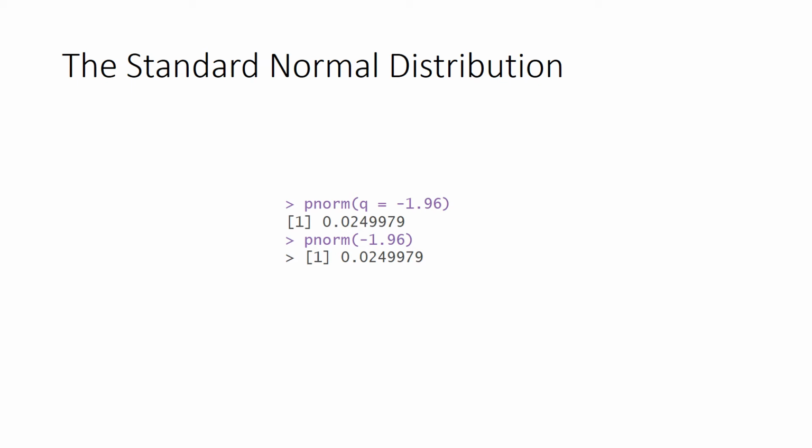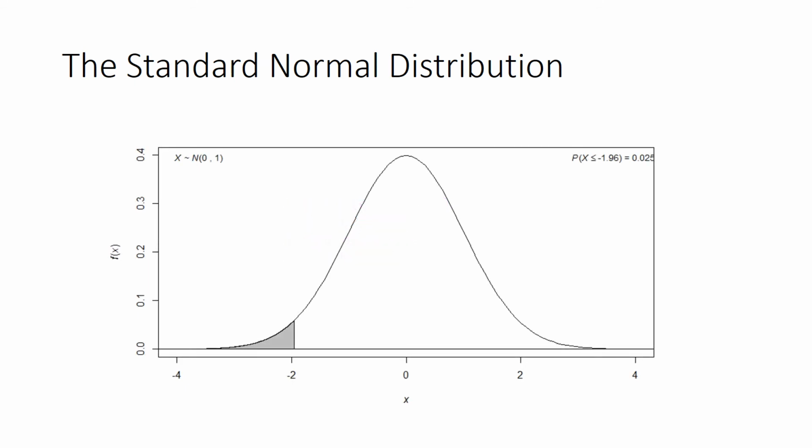Notice that you don't need to label the argument q. When you don't use labels for the arguments, R looks at the order of the arguments. The first argument in pnorm is q, so R used the first argument as q. The shaded area on this slide shows the area less than z equals minus 1.96.